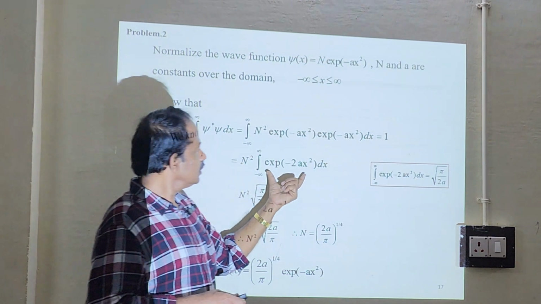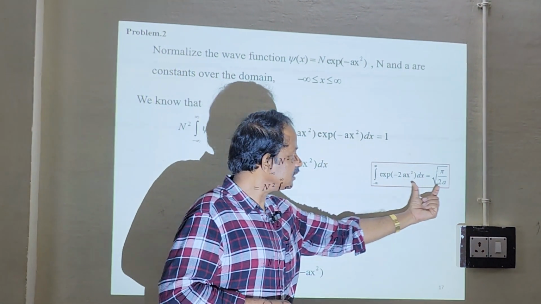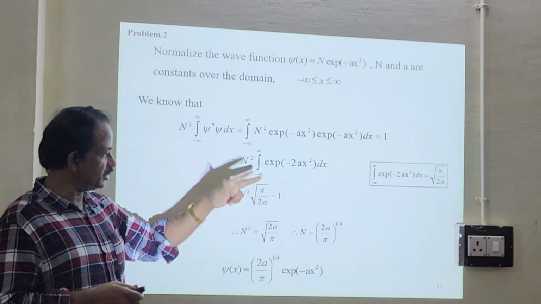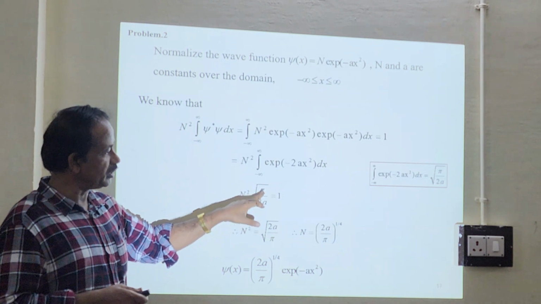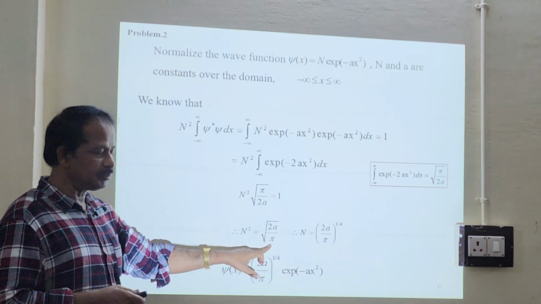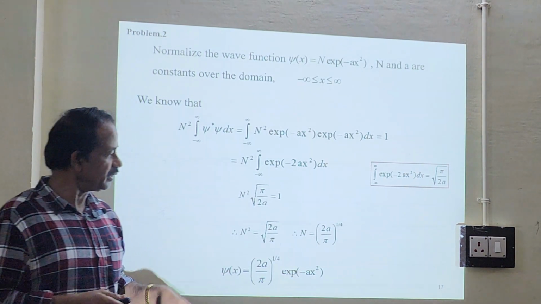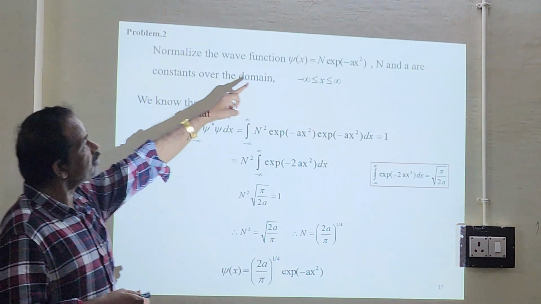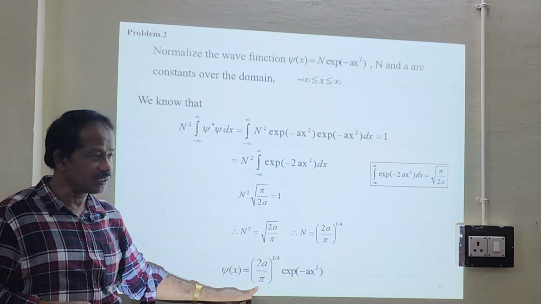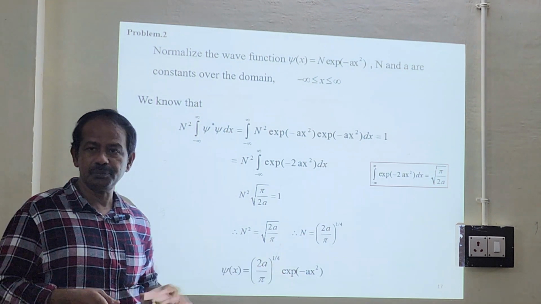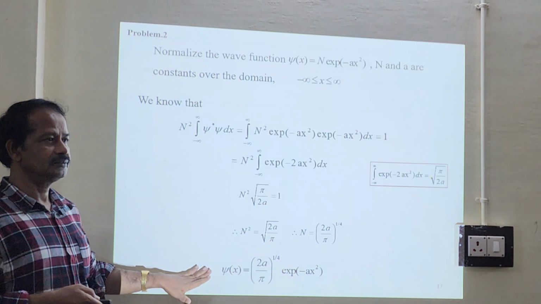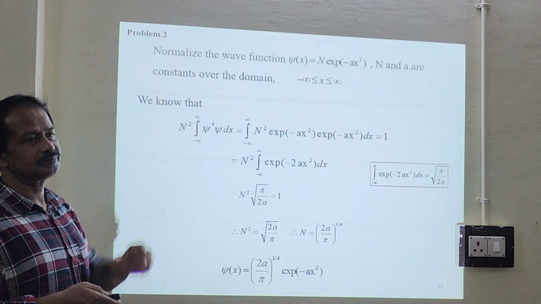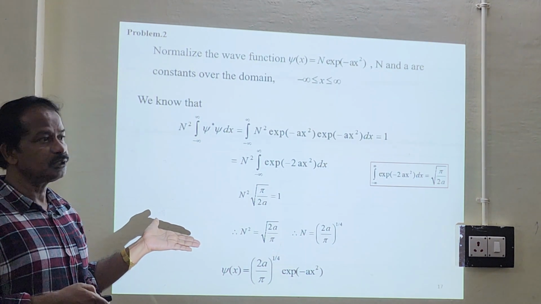Now the answer for the standard integral is root pi by 2 alpha. So it becomes n squared times root pi by 2 alpha, which is equal to 1. So n squared will be this one, so n equals 2 alpha by pi, to the power 1 by 2, so it becomes to the power 1 by 4. The wave function becomes, with the normalization constant, 2 alpha by pi to the power 1 by 4 e power minus alpha x squared. So this is not normalized, this is the normalized wave function. So we have normalized. Any doubt in problem 2?